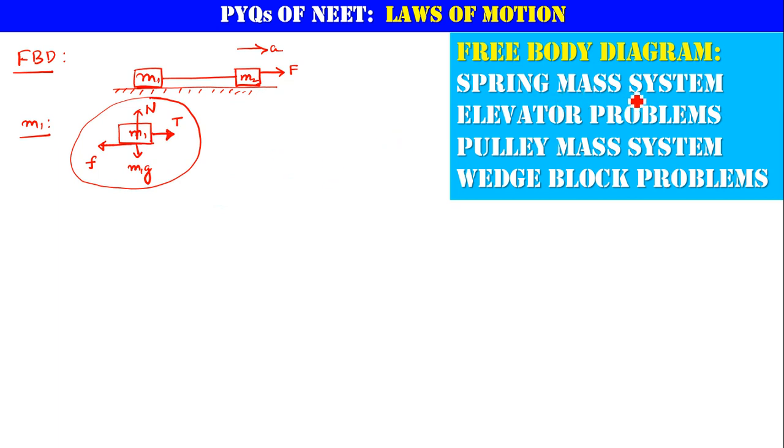And a spring mass system. Consider a spring with one end connected to a fixed end and the other end connected to a mass M. If you want to draw the free body diagram for this one, let us say it has been kept on a smooth surface for the time being, and because of some applied force F there is a displacement X about its equilibrium position.